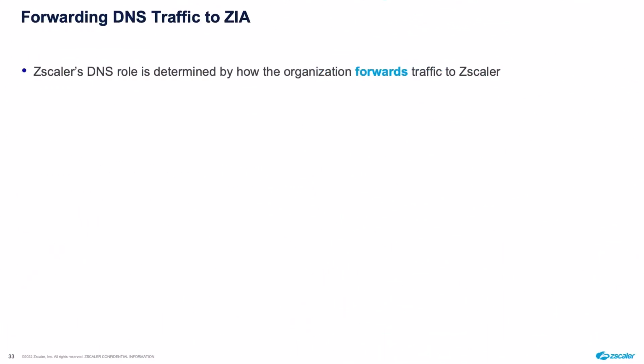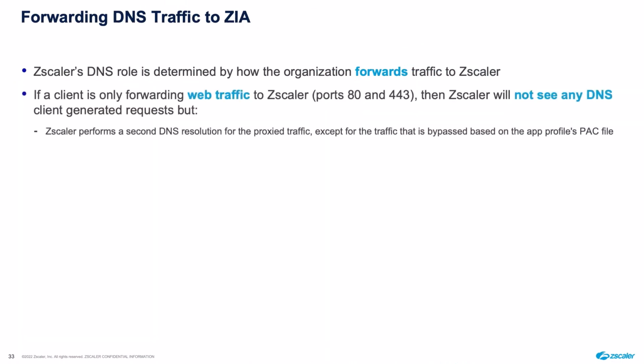Zscaler's DNS role is determined by how the organization forwards traffic to Zscaler. If a client is only forwarding web traffic to Zscaler, which is port 80 and 443, then Zscaler will not see any DNS client-generated request. But Zscaler is a secure web gateway platform. That means we do the man in the middle.